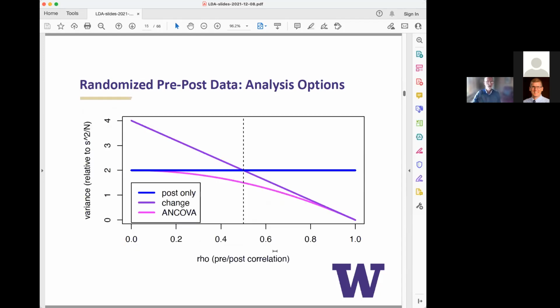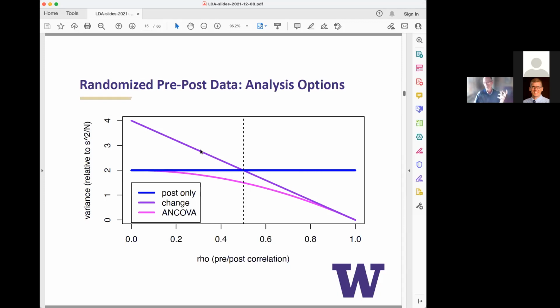All right, so this then becomes the answer in a graph. If you know the pre-post correlation, you can compare the strategies. This just says in terms of variance units, what does post only do? It always uses the variance of 2 means. It doesn't matter what the pre-post correlation is. So we can benchmark that as a 2. That'll be a comparison.